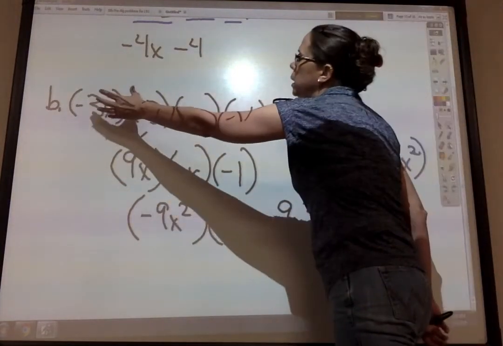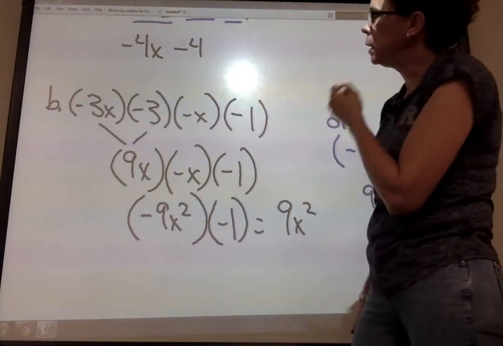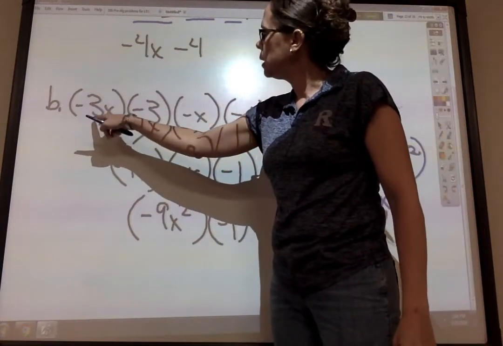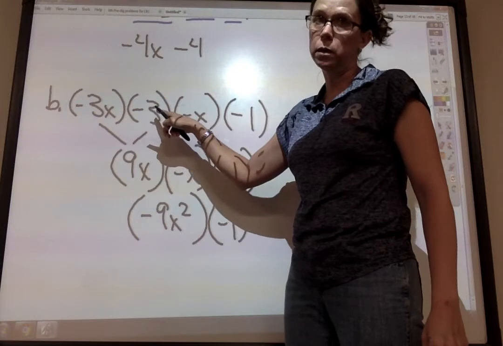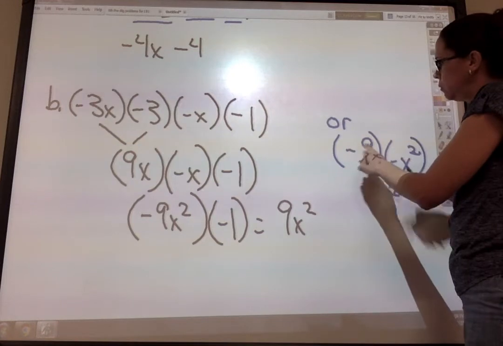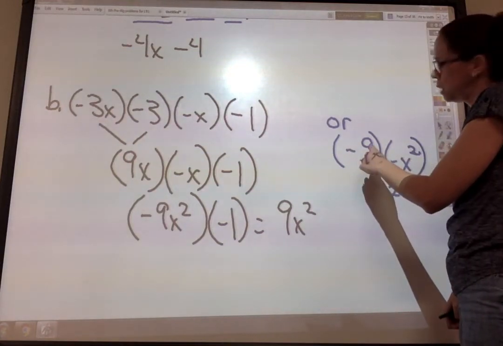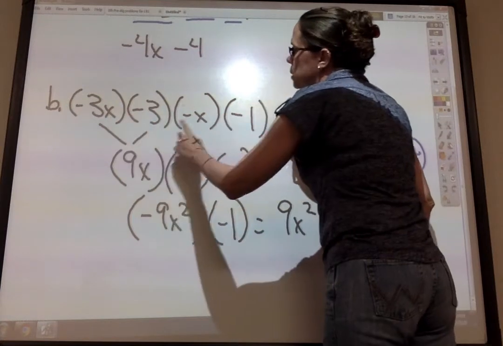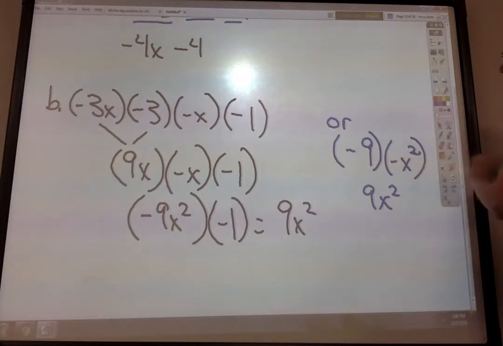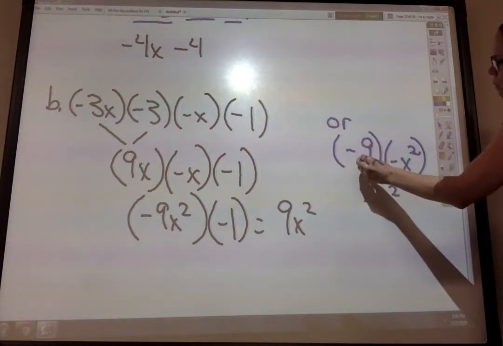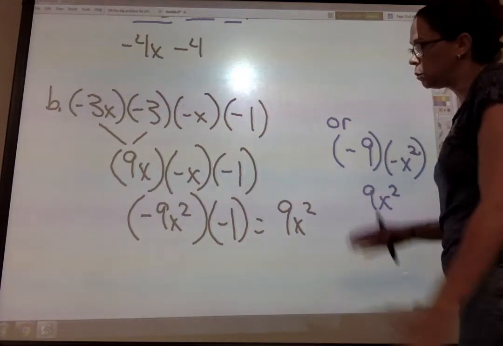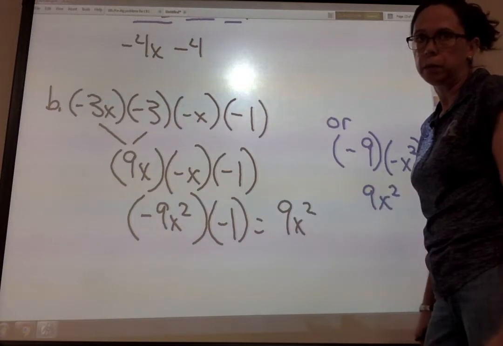Or, from here, you might have said, I'm going to multiply my number parts together and then my x's together. Okay? So let's do it that way. Negative 3 times negative 3 gives me positive 9. Times negative 1 gives me negative 9. Okay? That takes care of my number part. Positive x times negative x gives me negative x squared. Now I multiply these two. Negative 9 times negative x squared, positive 9x squared. So you could have done it one of two ways and gotten the same answer.